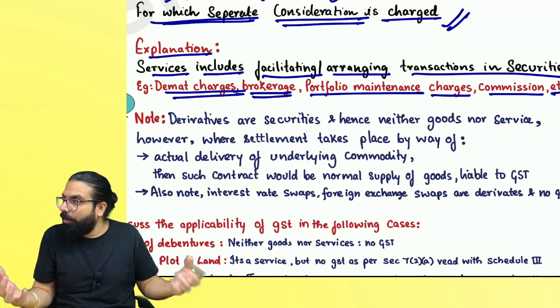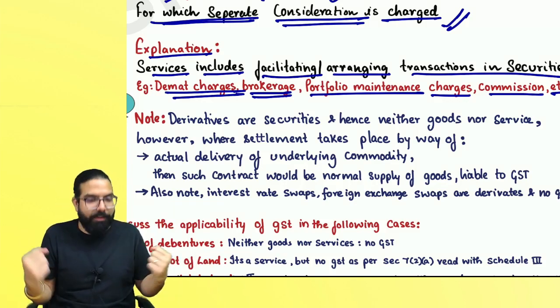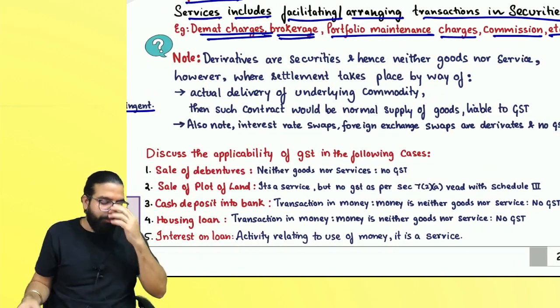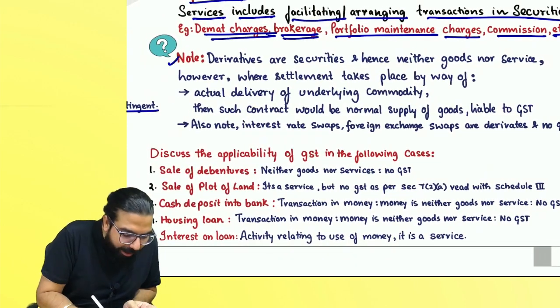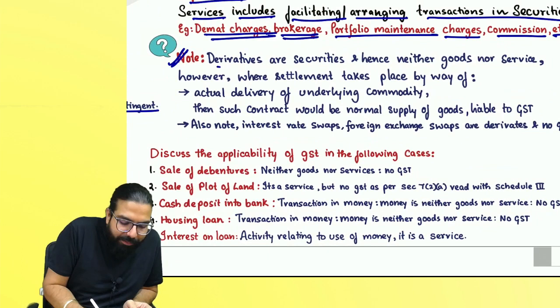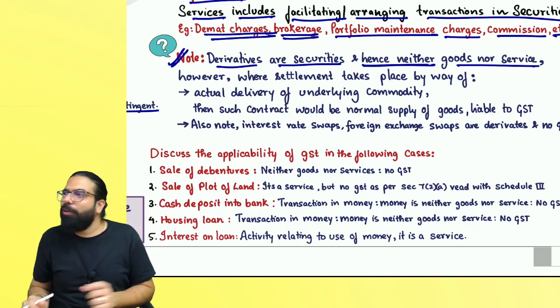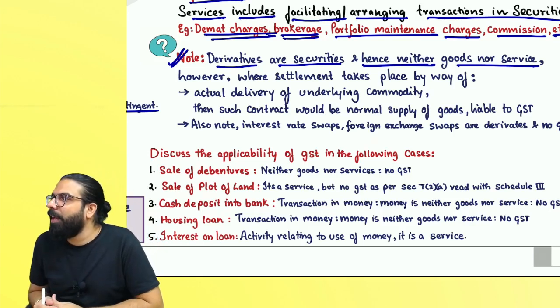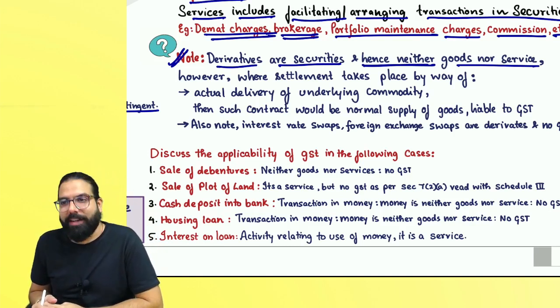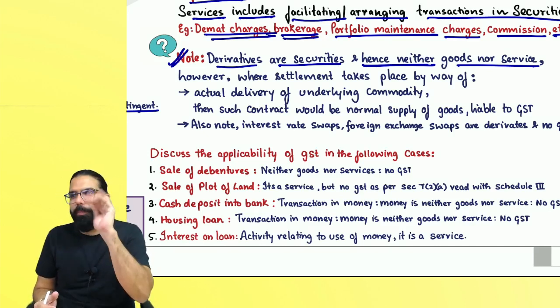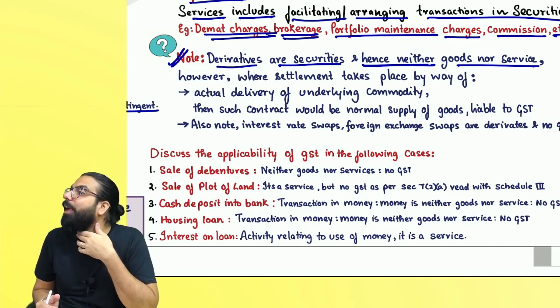Can I go ahead, everyone? Are we all 100% clear? Now, one next point which I have written over here is derivatives are securities and hence neither goods nor service. Sir, what do you mean by derivatives? Derivatives derive their value from the underlying asset. A derivative is basically a document which derives its value from the underlying asset.